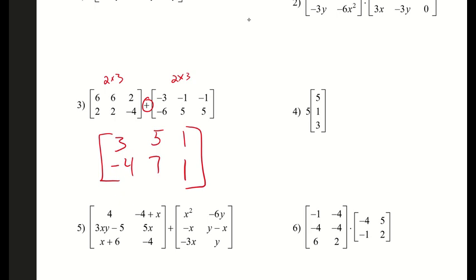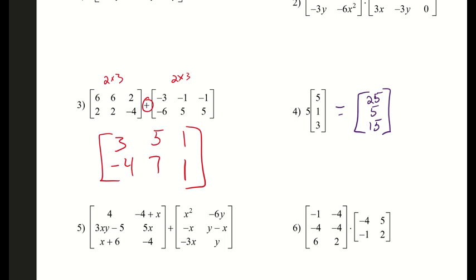Now, for 4 here, take a look at our scalar multiplication. Think exactly what we would do with vectors or with anything else you would think of where we're multiplying by a constant. All you do is take the scalar and multiply that constant by every term. So our result then is going to be 25 in the first row, 5 in the second row, and 15 in the third row. It works exactly the way that you would think it would.